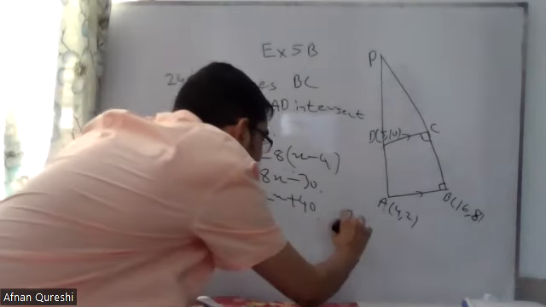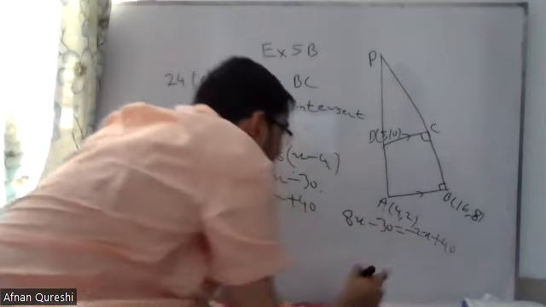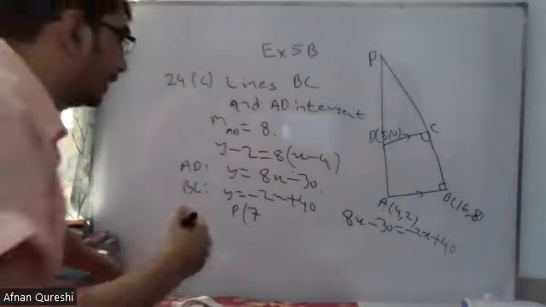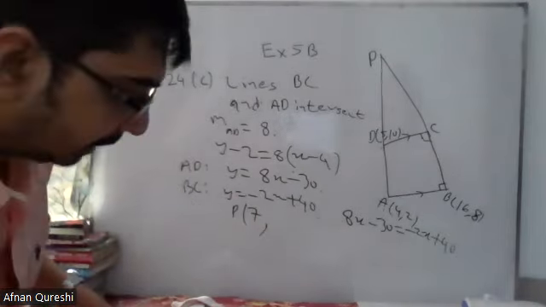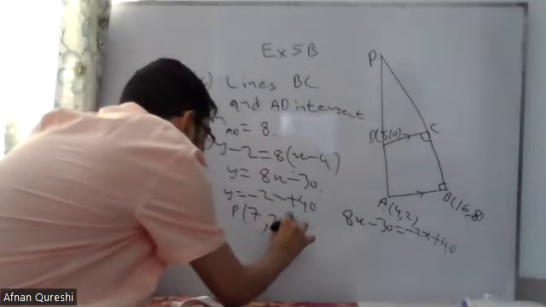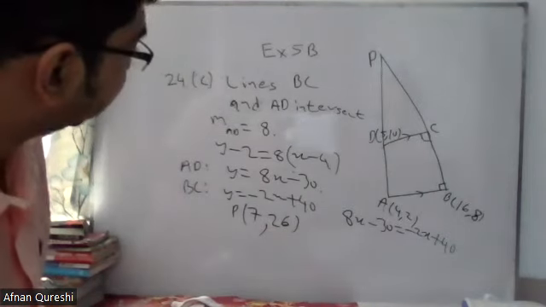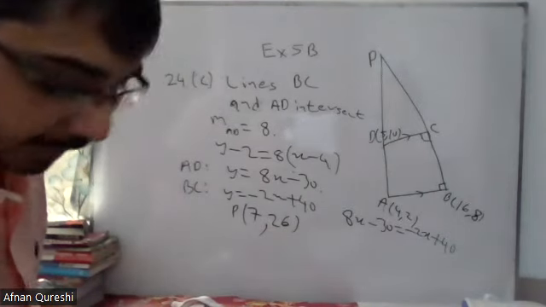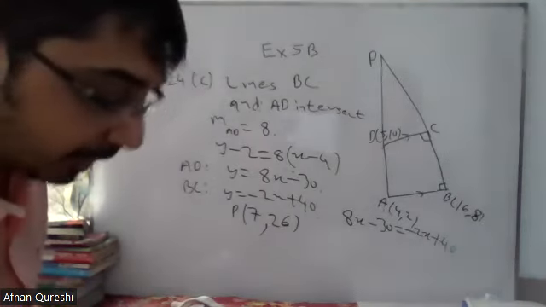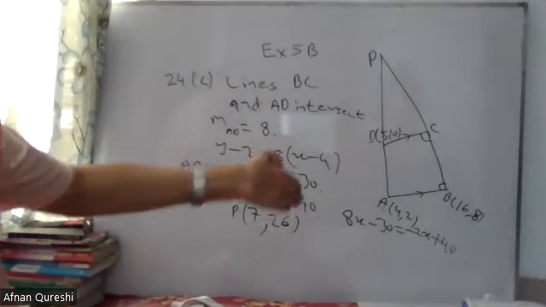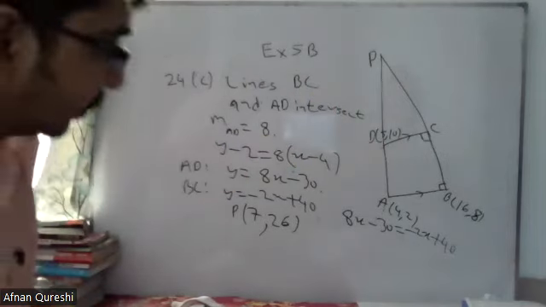8x minus 30 is equal to minus 2x plus 40, so you get 10x is equal to 70. So x equal to 7. Insert 7 in either equation and you get the y coordinate as 26. All right, so this is part C. The coordinates of P come from solving simultaneously the equation of AD and the equation of BC, both of which we found.